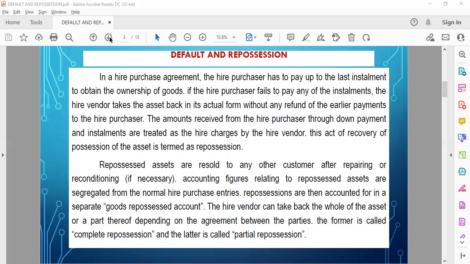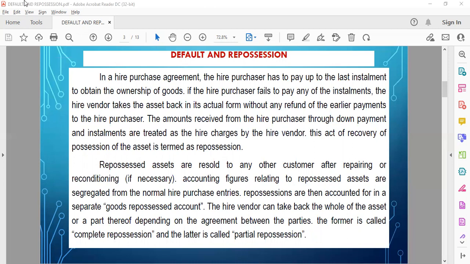The amounts received from the hire purchaser through down payment and installment are treated as the hire charges by the hire vendor. This act of recovery of the asset is termed as repossession. Repossessed assets are resold to any other customer after repairing or reconditioning, if it is necessary, and accounting figures relating to repossessed assets are segregated from the normal hire purchase entries.